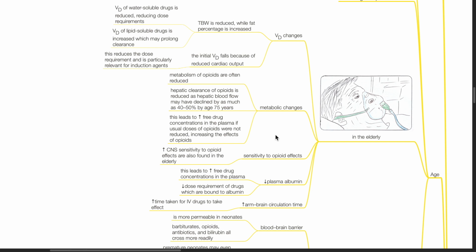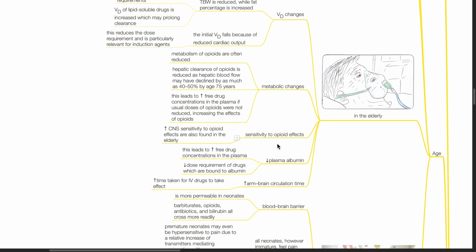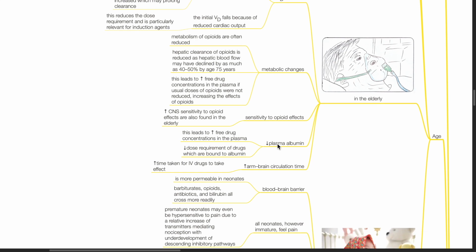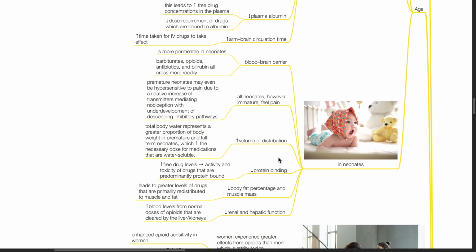Decreased plasma albumin concentrations increase the free drug concentrations in the plasma. Therefore, dose requirements of drugs which are bound to albumin are reduced. Increased arm-brain circulation time increases the time taken for IV drugs to take effect. In neonates, the blood-brain barrier is more permeable. Barbiturates, opioids, antibiotics, and bilirubin all cross the blood-brain barrier more readily.